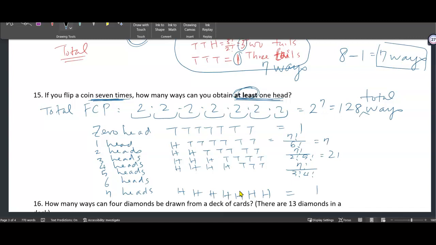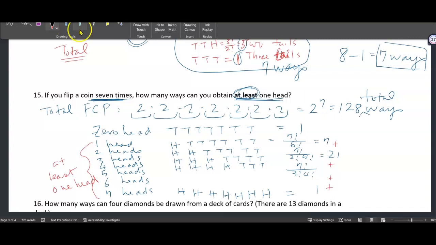Which one of all these possibilities is at least one head? Is 1 at least one head? Is 2 at least one head? So all this is what? At least one head, right? So this is understanding what the English phrase at least one head means, right? So all these cases, you have to add them all together, 7 plus 21 plus whatever, keep adding until you add all the cases up.